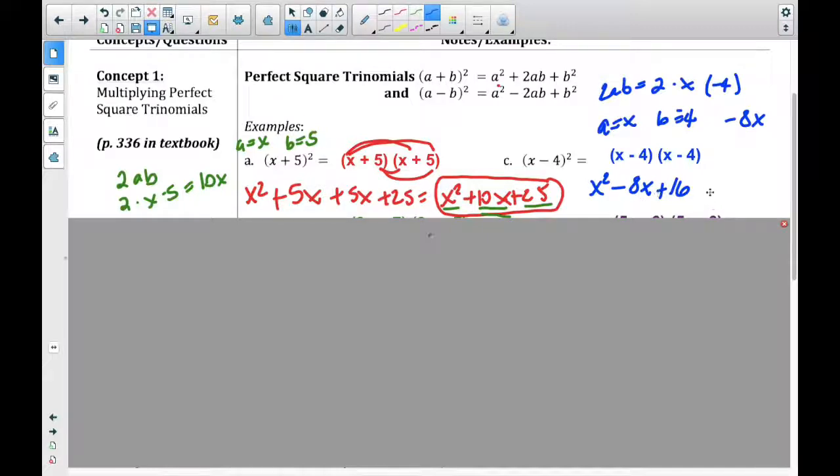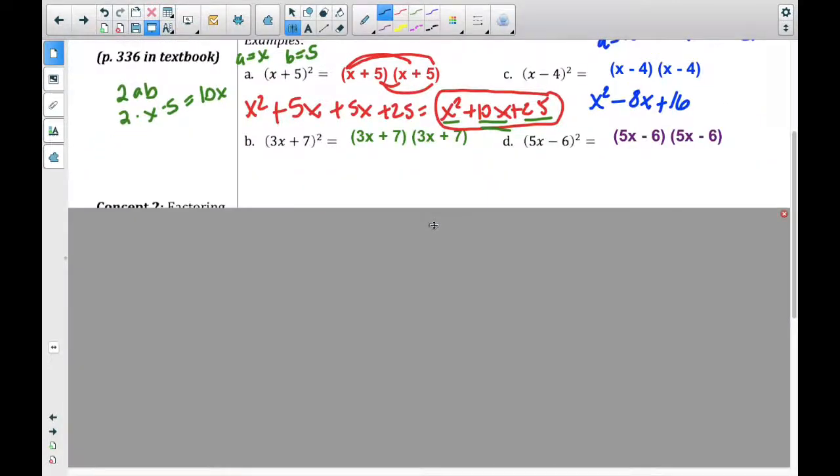So we just did this problem by memorizing the rule: x squared, 4 squared, and in the middle, 2 times a times b. 2 times 4 times x is negative 8x. We could have done the same thing by just multiplying it out, and we would have gotten the same answer. We get x squared minus 4x minus 4x, that's minus 8x. Negative 4 times negative 4 is 16.